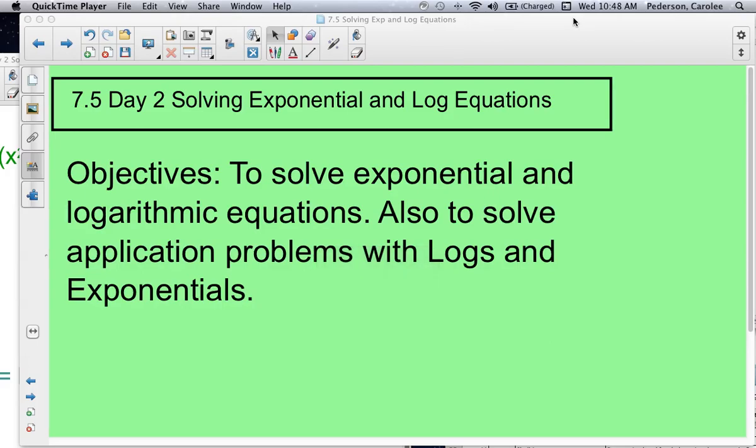7.5, day 2, focusing on solving exponentials and logarithms along with some application problems. Go ahead and write this topic down.